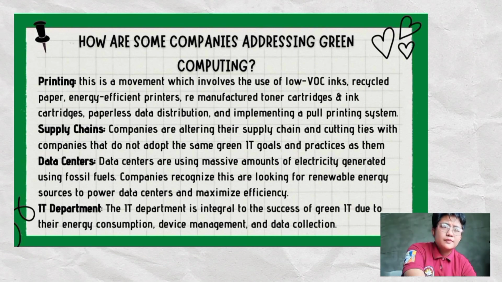First, printing. It is a movement which involves the use of low VOC inks, recycled paper, energy-efficient printers, and so on. It is eco-friendly ways for users. Second is supply chains. It can include anything from reducing energy consumption to recycling and composting. Third is data centers. Companies recognize the massive amounts of electricity generated using fossil fuels, so they turn to renewable sources to power data centers. Lastly is the IT department. The IT department is key to the success of green IT due to their energy consumption. That's why energy consumption is one of the most important advantages of green computing.